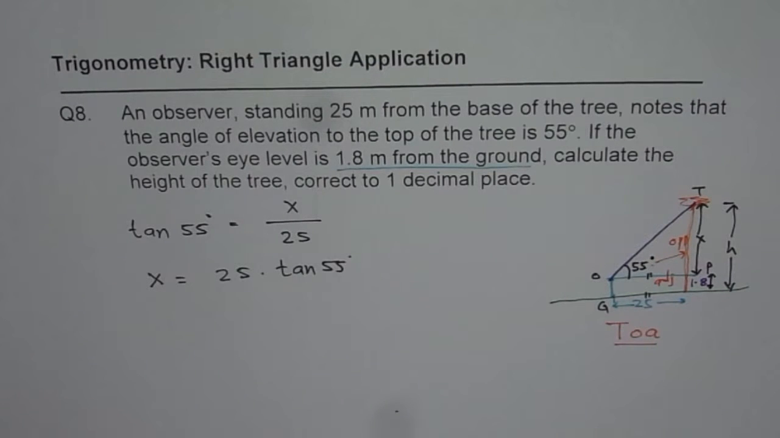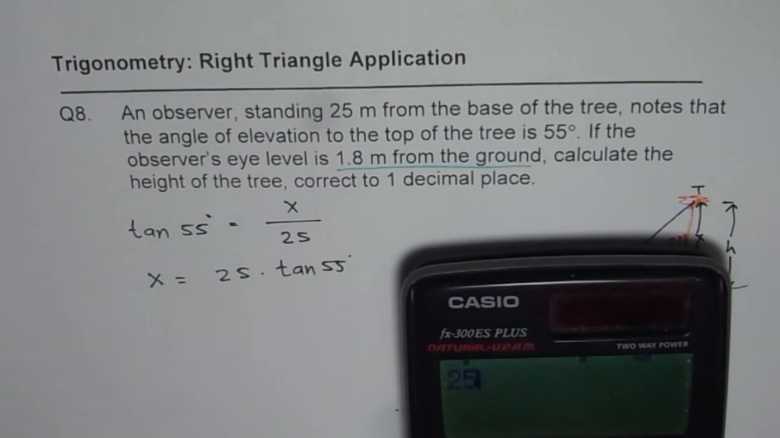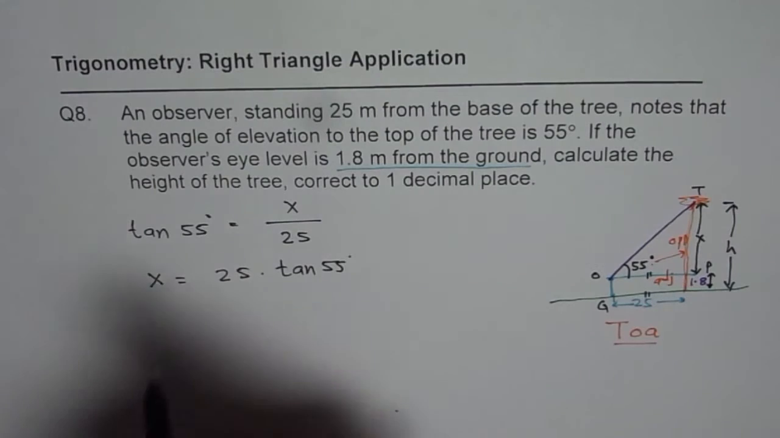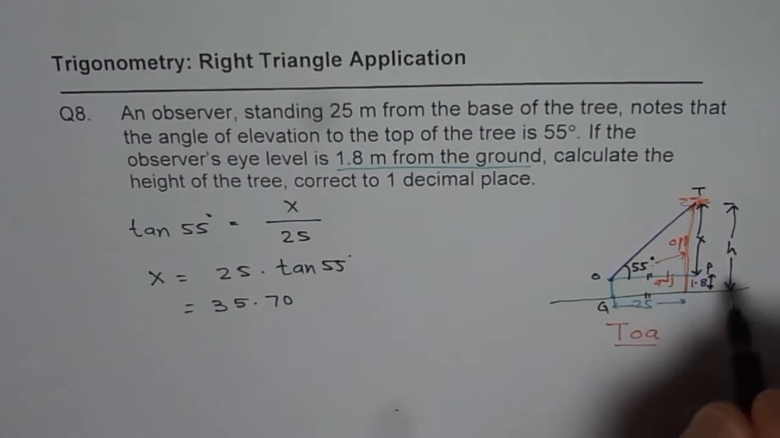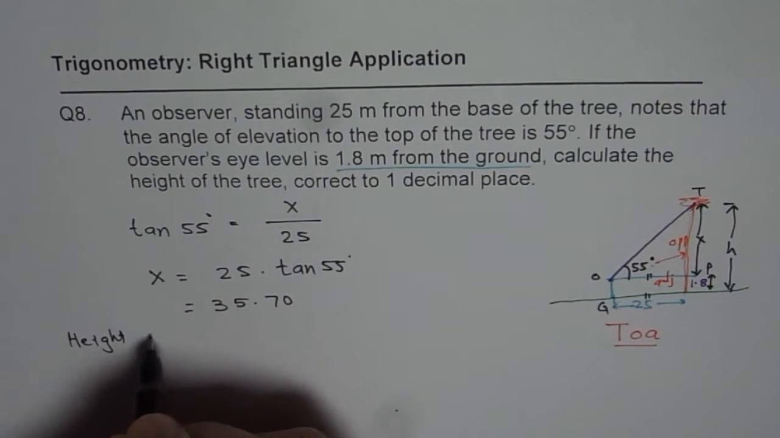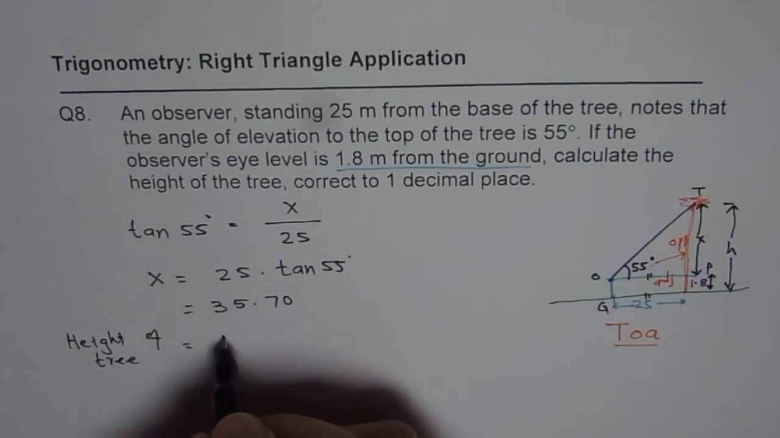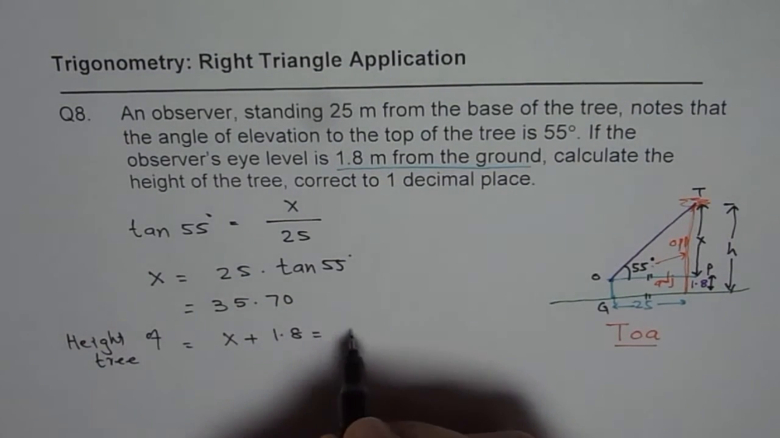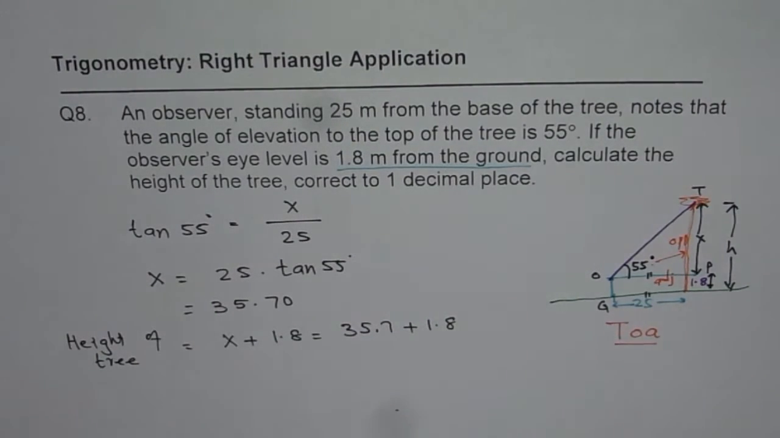Let us now use calculator, find the value of x. So x is 25 times tan of 55, which is equal to 35.70. Now what is the height of the tree? H. So we say height of the tree is x plus 1.8. So that is 35.7 plus 1.8, right? So we can add 1.8 to our answer.